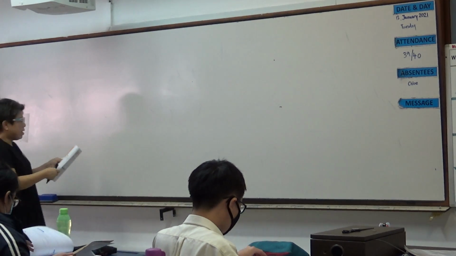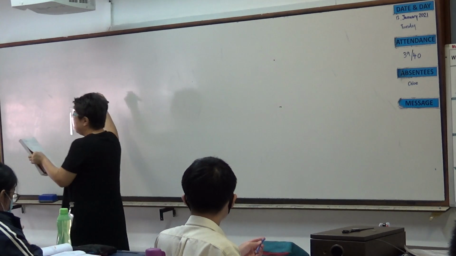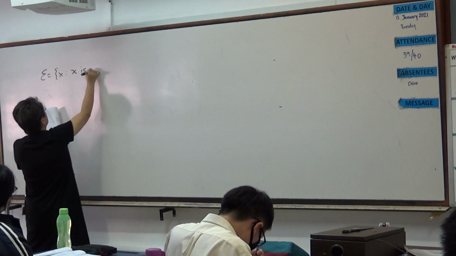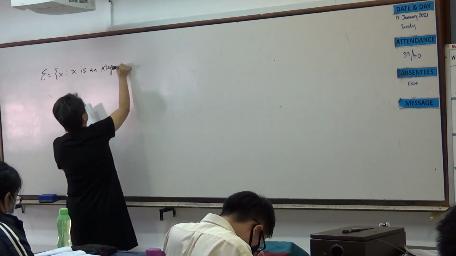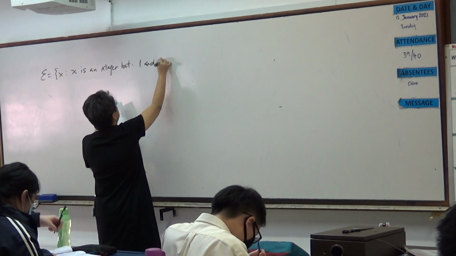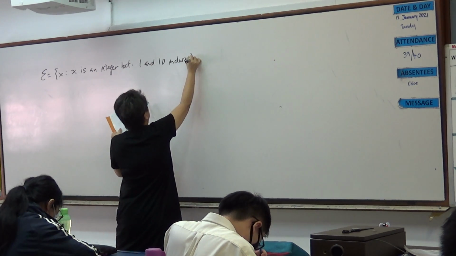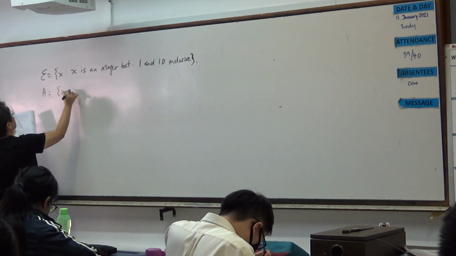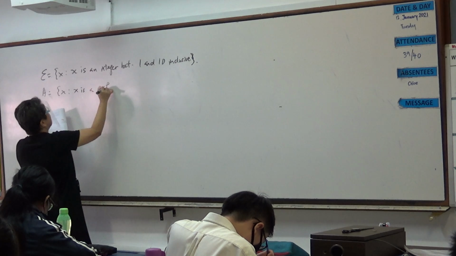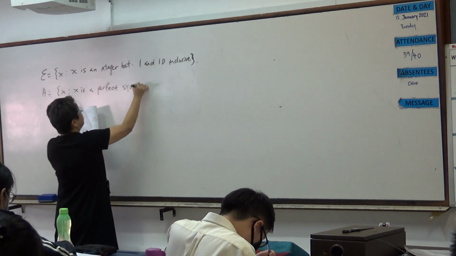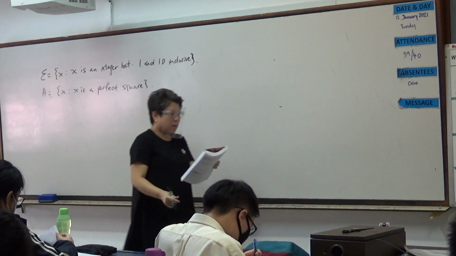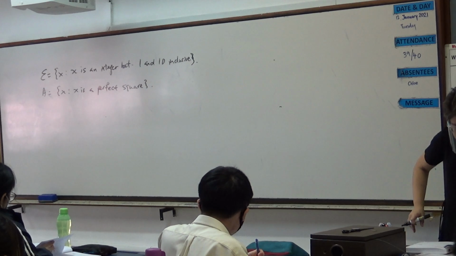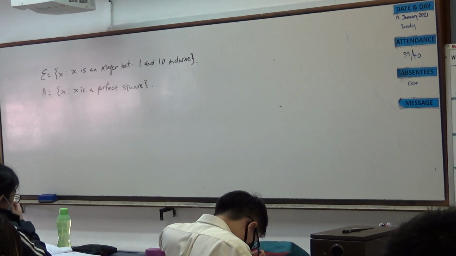Now let's look at example 3. It is given that the universal set is x such that x is an integer between 1 and 10 inclusive. A is such that x is a perfect square. Now, they want us to list, part 1, all the elements in the universal set and of A in set notation.